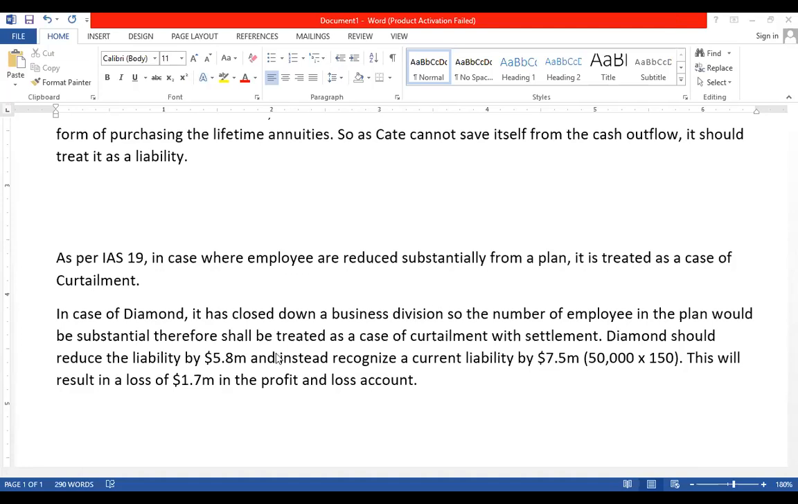Hana is saying how 1.7 million loss. Hana, 7.5 minus 5.8. So 5.8 was the actual liability, and 7.5 is what we are paying in exchange. Abdullah is saying why loss? Abdullah, because we are paying an extra amount. Instead of 5.8, we are paying 7.5.